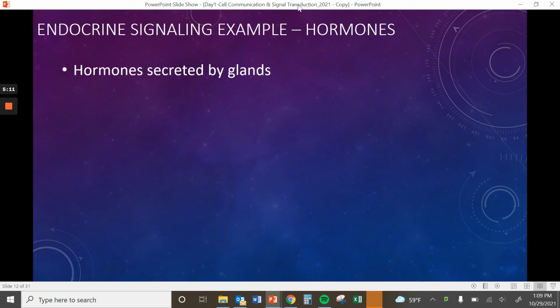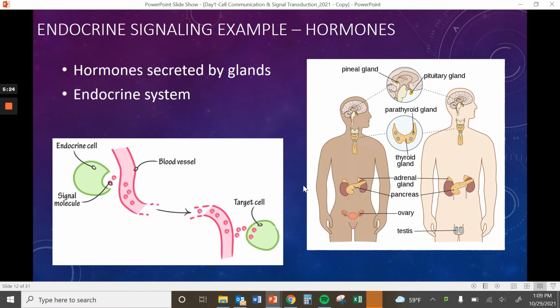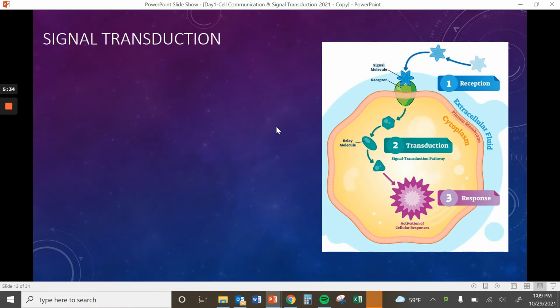An example of that is hormones. Hormones are secreted by glands, and that means that they need to travel from those glands to specific targeted cells. And so they will do this through blood vessels. This is our endocrine system that's going to produce them, which are different glands here, the organ systems involved in the endocrine system that make different hormones.